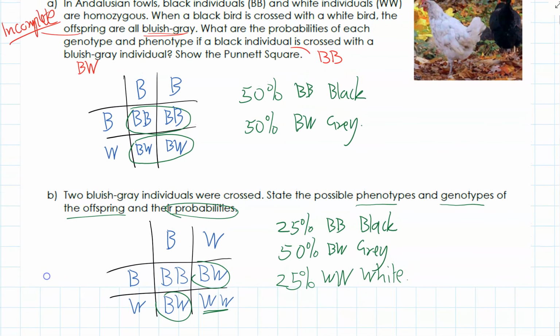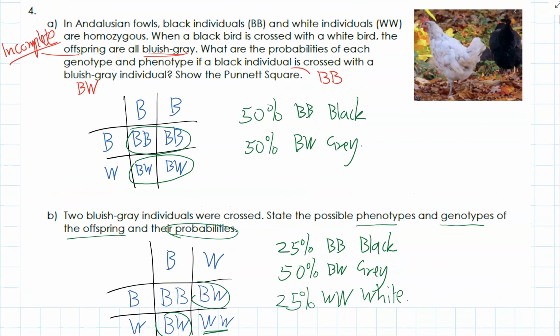Okay, so that's an example of solving a problem that has incomplete dominance. So you're still using the same method, but you need to recognize which type of pattern of inheritance it is. And all that information is going to be in the question.